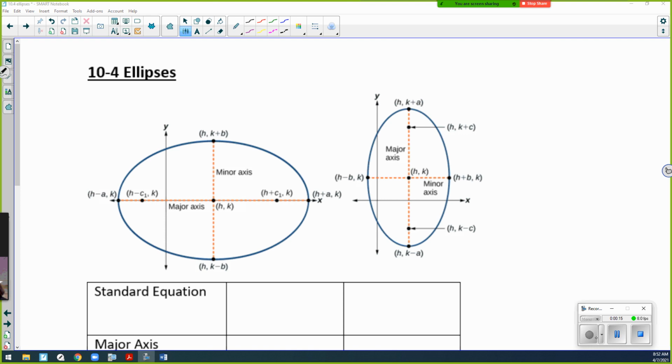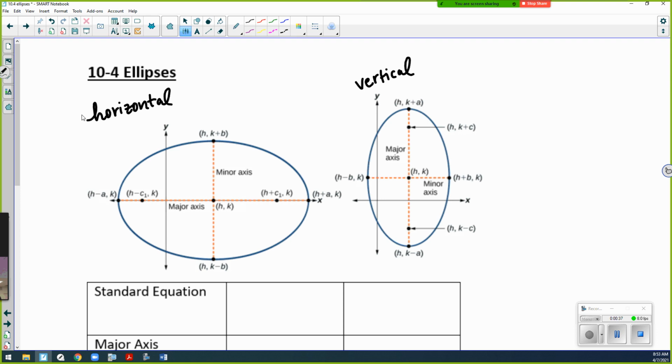So we have two ellipses here on our picture. We have one that is oriented horizontally. This we call a horizontal orientation because it's more left-right than it is up and down. So this ellipse here on the right would be considered a vertical orientation, oriented vertically.